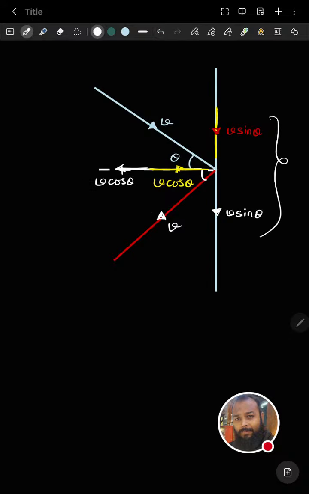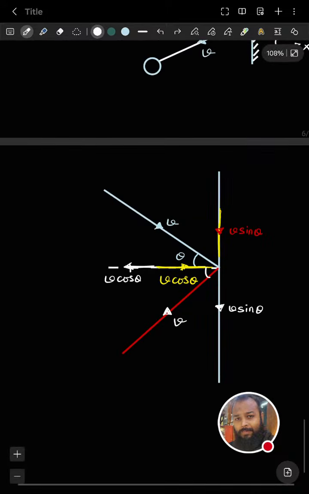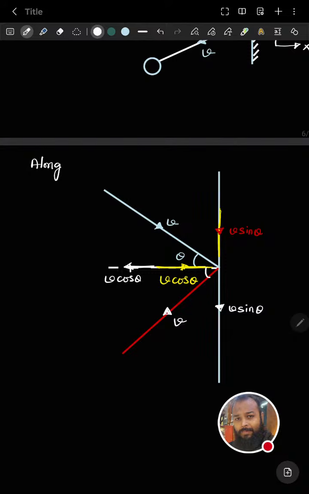But if you observe along y-axis, there is no change in momentum because initial भी v sin theta था, final भी v sin theta है, तो दोनों same direction में है. So you can write along y-axis there is no change in momentum, because there is no change in velocity. But what about along x-axis? There is a change in momentum, so you can write along x-axis there is change in momentum.